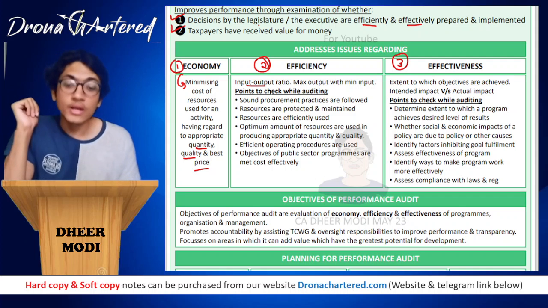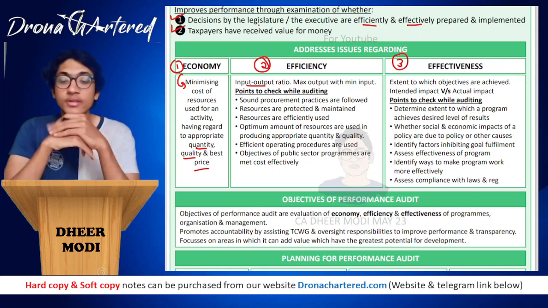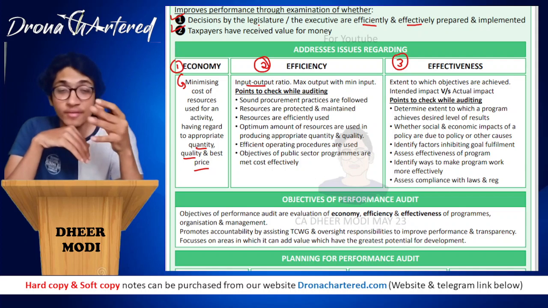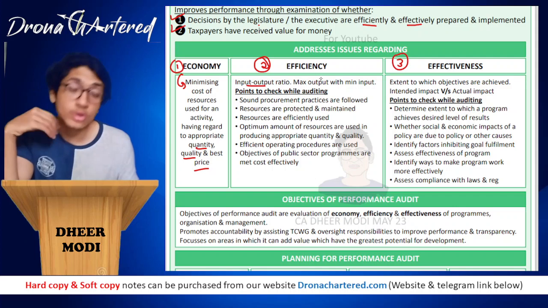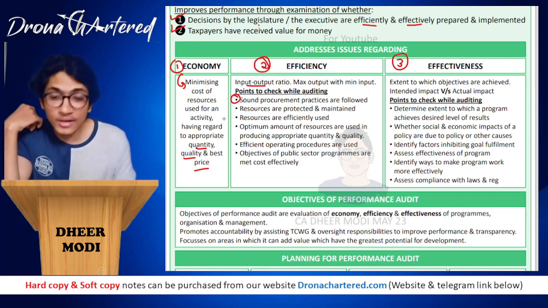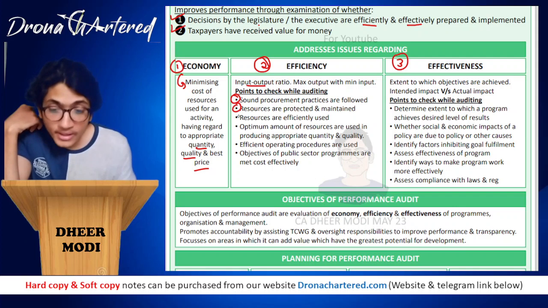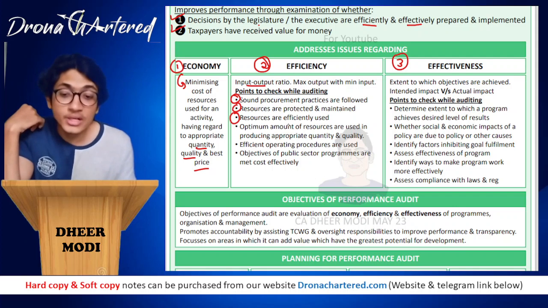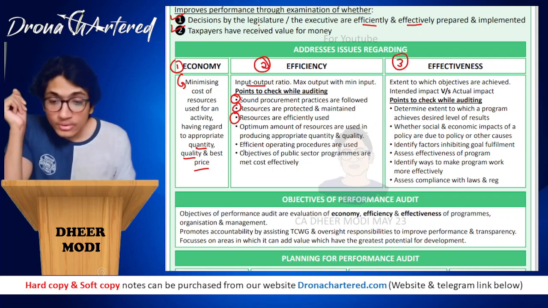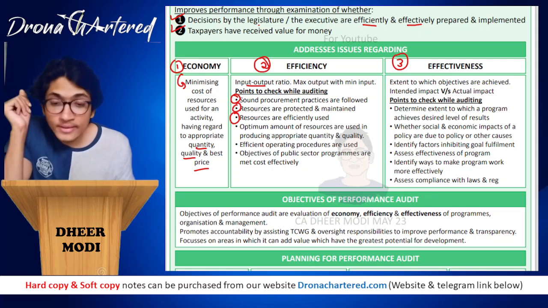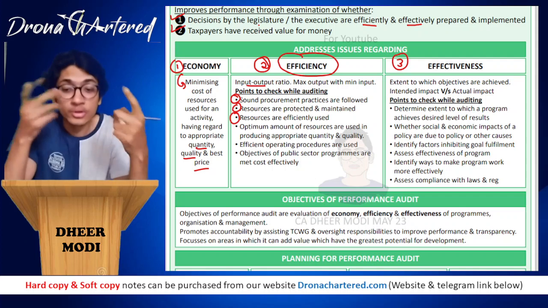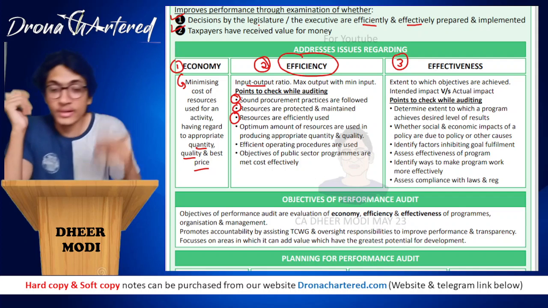So, points to check while auditing. There are certain points that you have to check whether it is efficient or not. Whether the public sector undertaking that I'm auditing is efficient or not. First, sound procurement practices are followed. Resources are protected and maintained. Resources are efficiently used. So first was sound procurement policy, then we had two points with regards to resources: resources are protected and maintained, and resources are efficiently used. Of course we are talking about efficiency, so that has to be efficient.